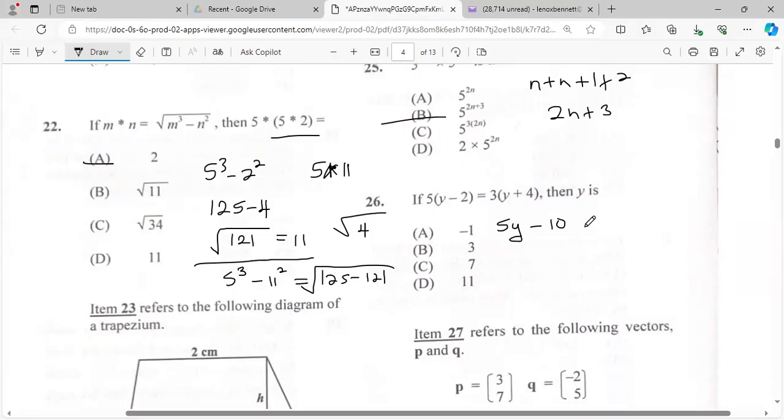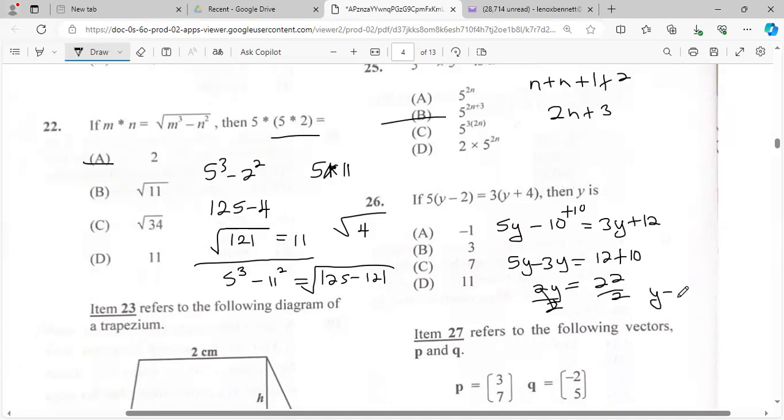3 times y is 3y. And 3 times 4 is 12. So we have 5y minus 3y, because we're going to transpose now, right? And then we have 12. Because this is negative, we're going to add 10 to both sides. So that's plus 10. So this gives us 2y. 12 plus 10, that's 22. And then we divide by 2. So I see my answer now, which is 22 divided by 2, which is 11.